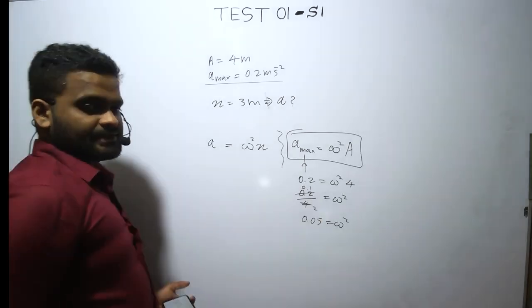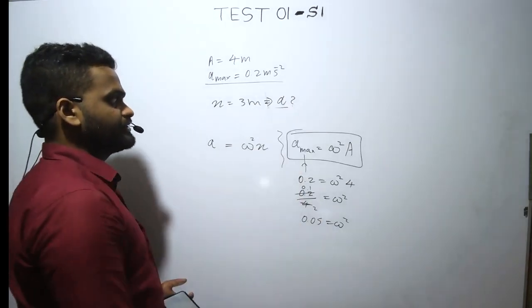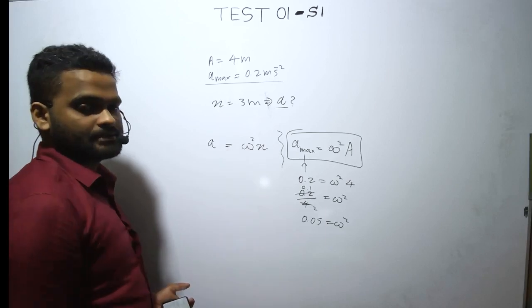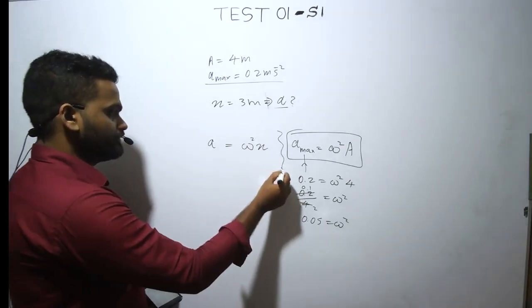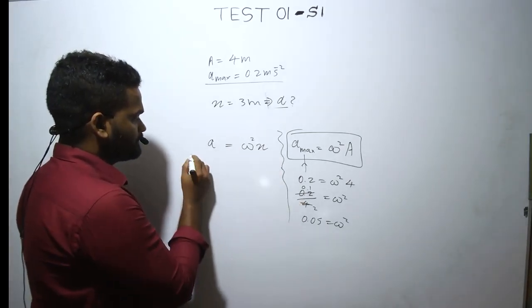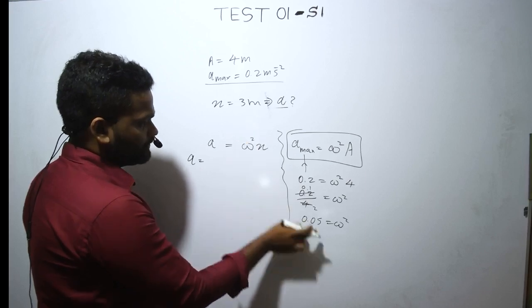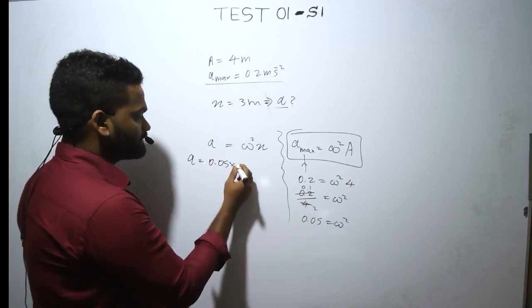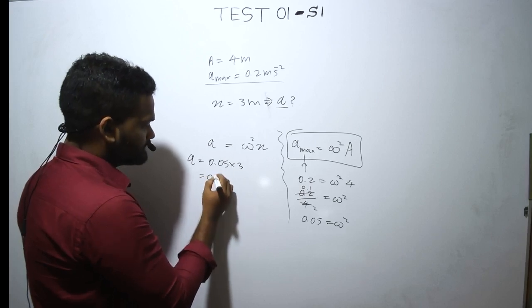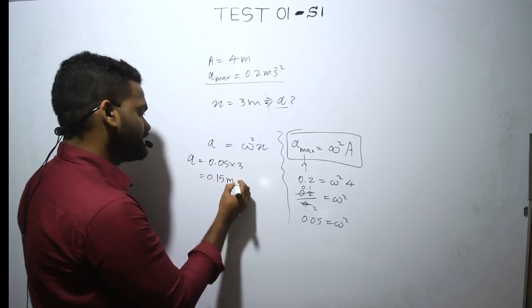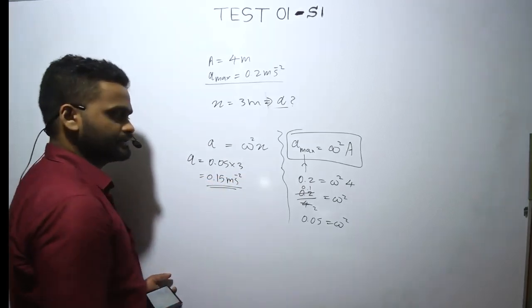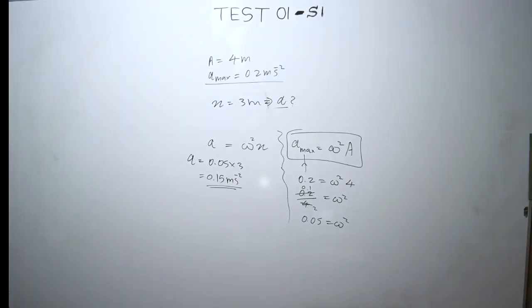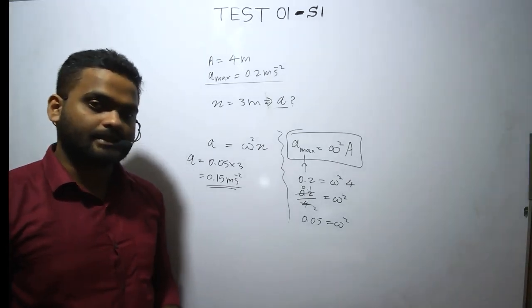So what they ask is acceleration when displacement is 3 meters. For that one, you just use this equation. So omega squared, you already know that is 0.05. X is 3 meters. So it is 0.15 meters per square second, right?